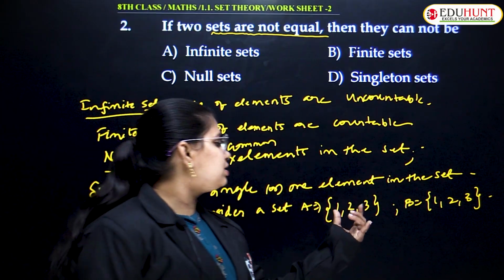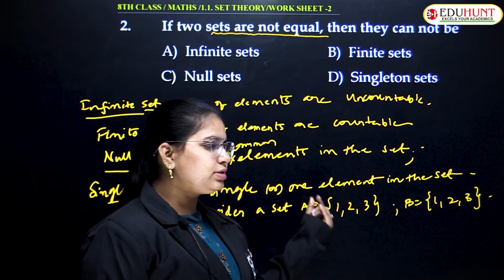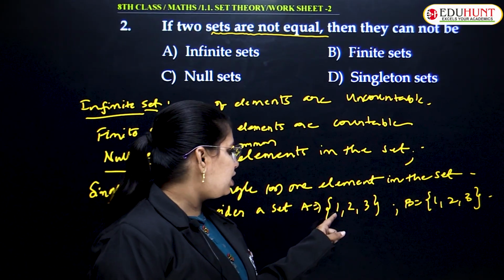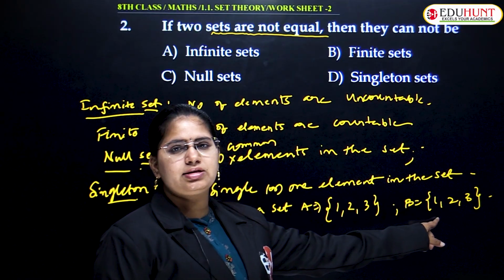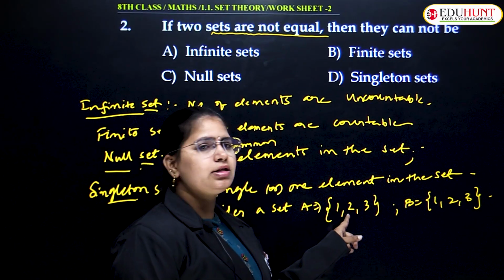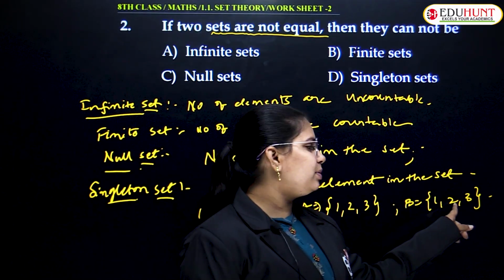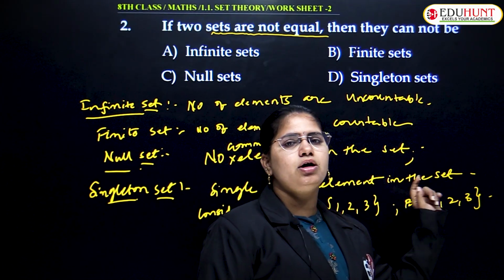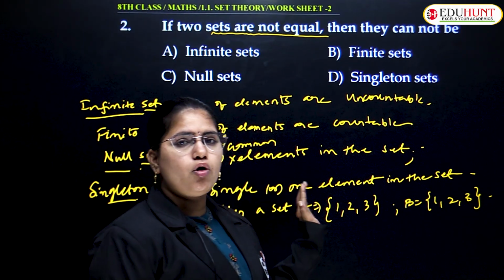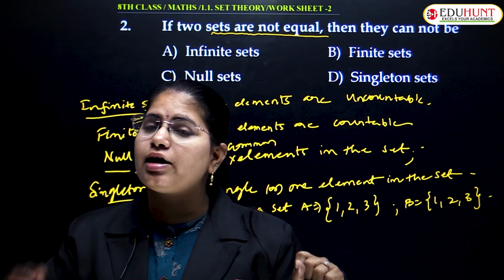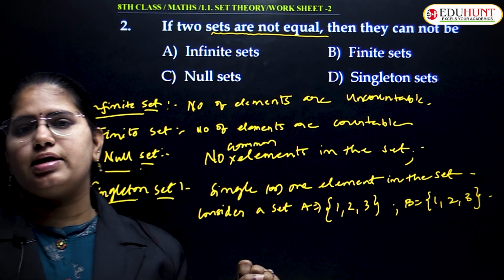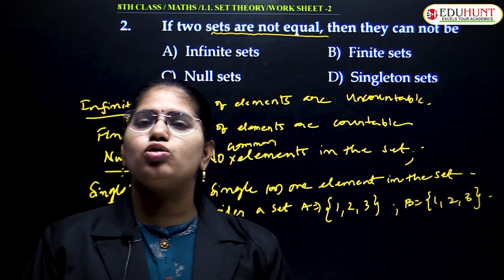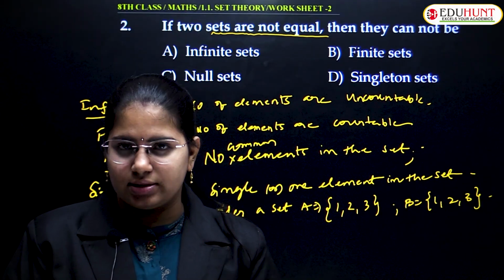In these sets you have such elements that the first element is equal to the first element in the second set. The second element in set A is equal to the second element in set B. Similarly, the third element in set A is equal to the third element in set B. So if all the elements of the first set are exactly equal to the second set, then we can conclude those sets are equal sets.